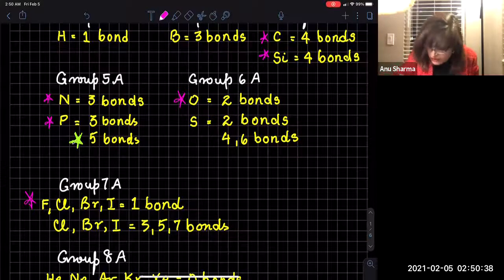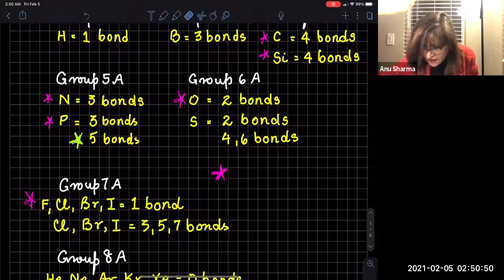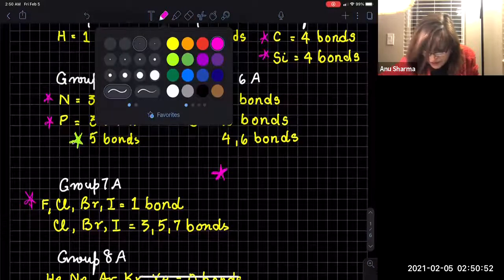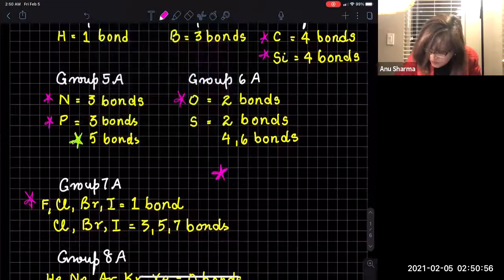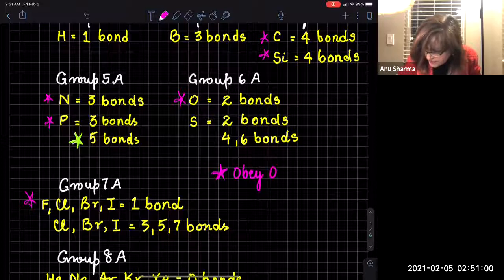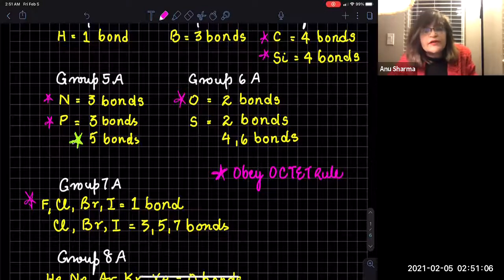So all these guys which are in this sharp pink or magenta color, these guys are going to obey the octet. And I need to make this a little bit bigger, pencil right here. Okay, so they obey the Octet Rule. Okay, so this is one thing.